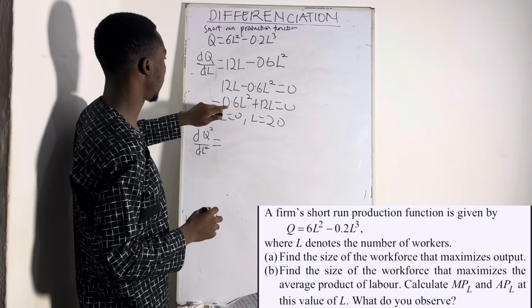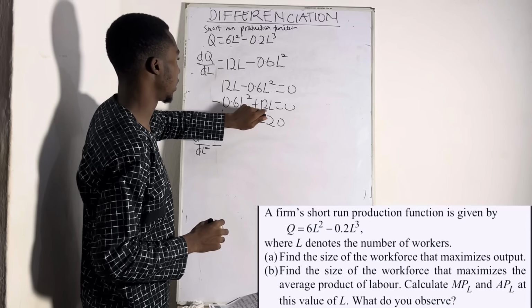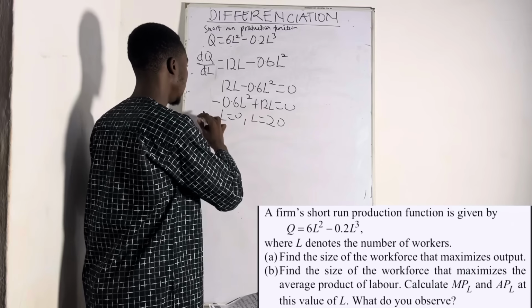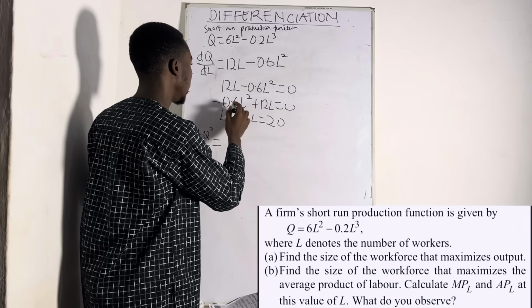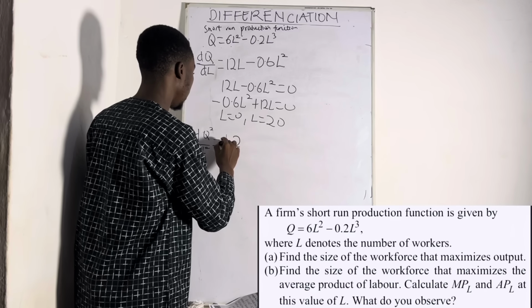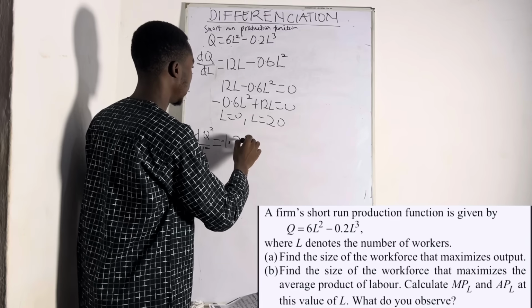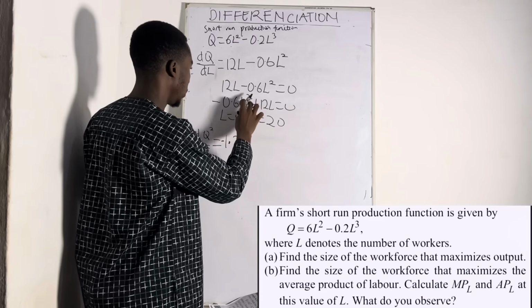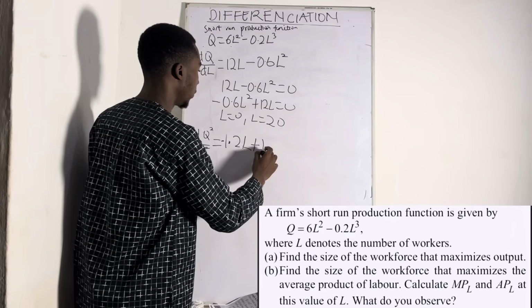When you differentiated for the first time, this is what we got: negative 0.6 L squared plus 12L is equal to 0. So now we are differentiating for the second time. You are getting negative 0.6 times 2, which will be negative 1.2, so negative 1.2 L. Then this 2 will reduce by 1, so negative 1.2 L plus 12.